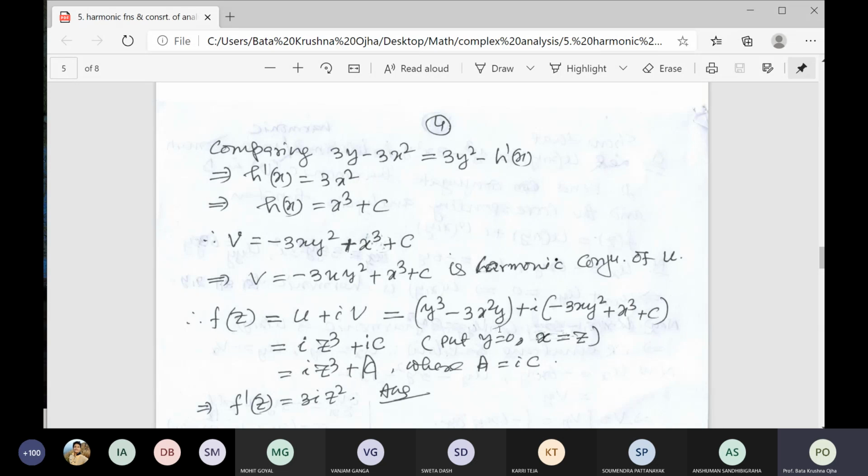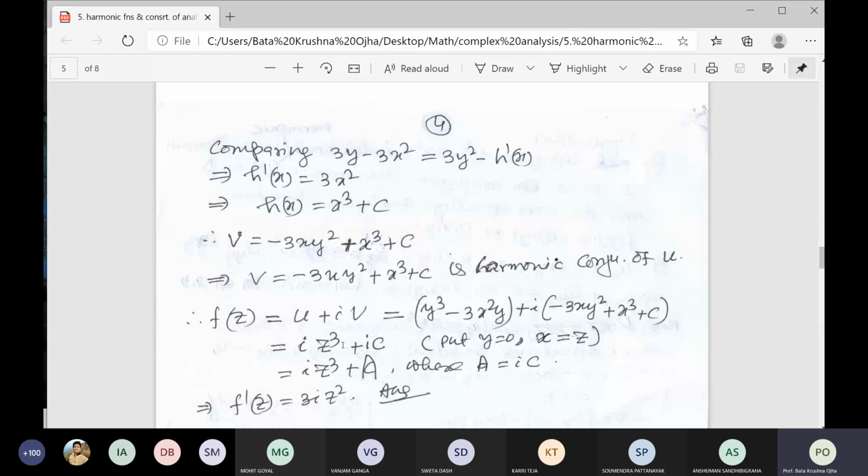So if you simplify, that is the value of u and the value of v, taking z equal to x plus y. For simplification, just put y equal to 0 and x equal to z. That is called Milne-Thomson's formula. Here, suppose you express f(z) in terms of z. Since the function is f(z), you have to write it in terms of z. So in this expression, which involves both x and y, replace y with 0 and x by z.